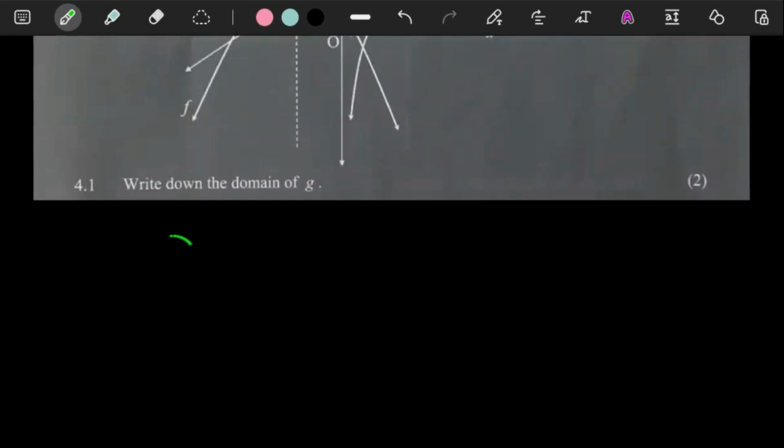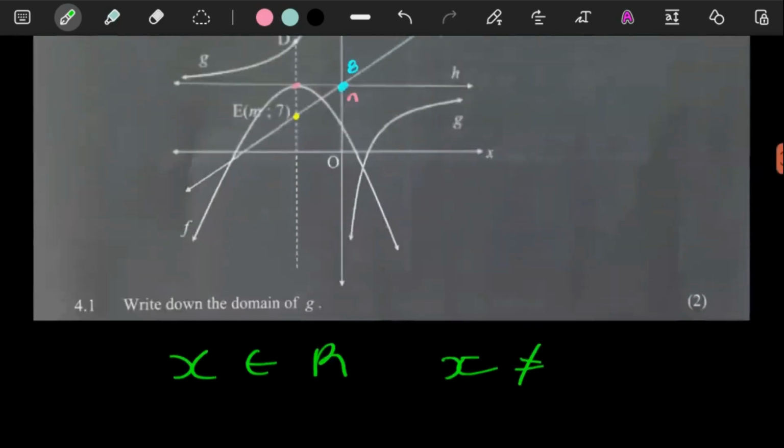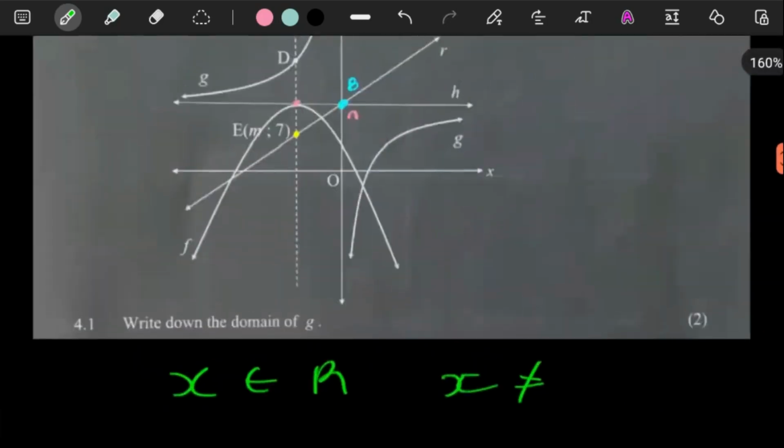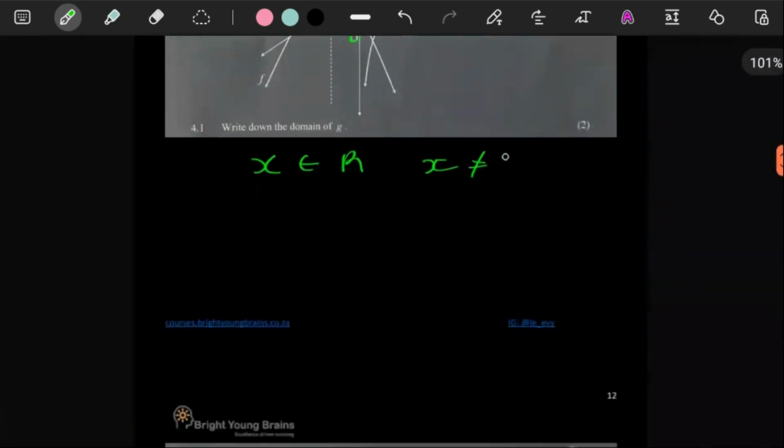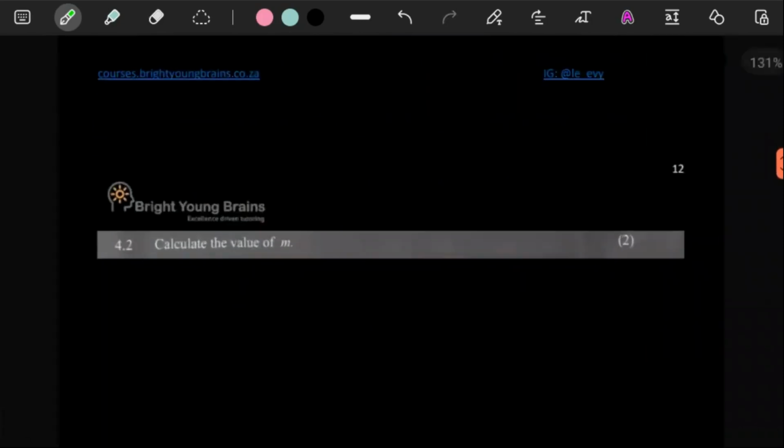So here, x is an element of R, but then your x value cannot be equal to 0. You see, because it looks like the x asymptote is at 0. So the next one says calculate the value of m. M is equal to 8.